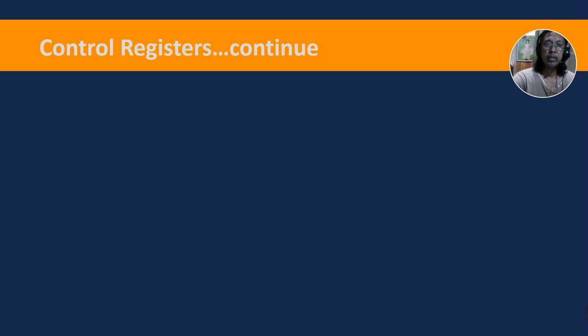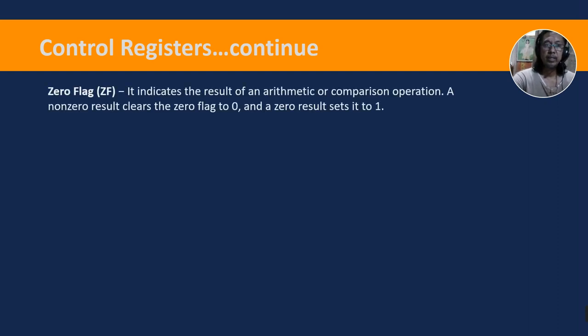Still control registers, you have the zero flag. It indicates the result of an arithmetic or comparison operation. A non-zero result clears the zero flag to 0 and a zero result sets it to 1. So when you have something like AX minus AX, the result is 0, so the zero flag will be set. Or XOR AX AX, that's still 0, so again your zero flag will be set to 1.